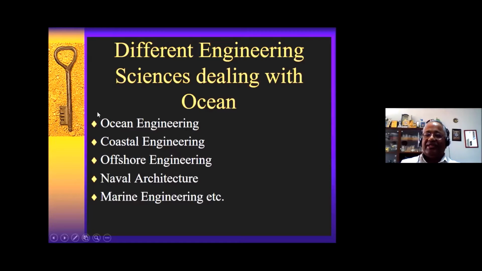But an ocean engineer is somebody who knows about coastal engineering, offshore engineering, a little bit about naval architecture, a little bit about marine engineering. So an ocean engineer is an engineer who knows a little bit about all these things. So that is what is called ocean engineering. Is it clear for everybody?